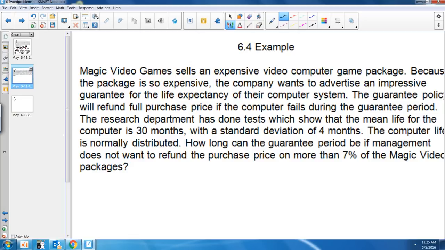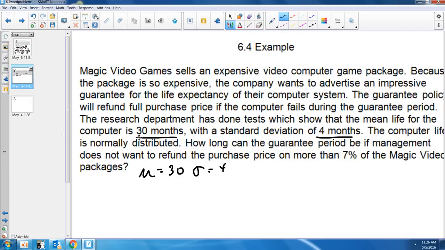This next one's a little bit more challenging. It's using the same thing, but you have to remember a couple of little tricks as you go through. So, first of all, it says you have a computer system and you have a life expectancy for the mean, which is 30 months, and you also have a standard deviation of 4 months. I'm going to write that down. My mu is equal to 30. My standard deviation is equal to 4.